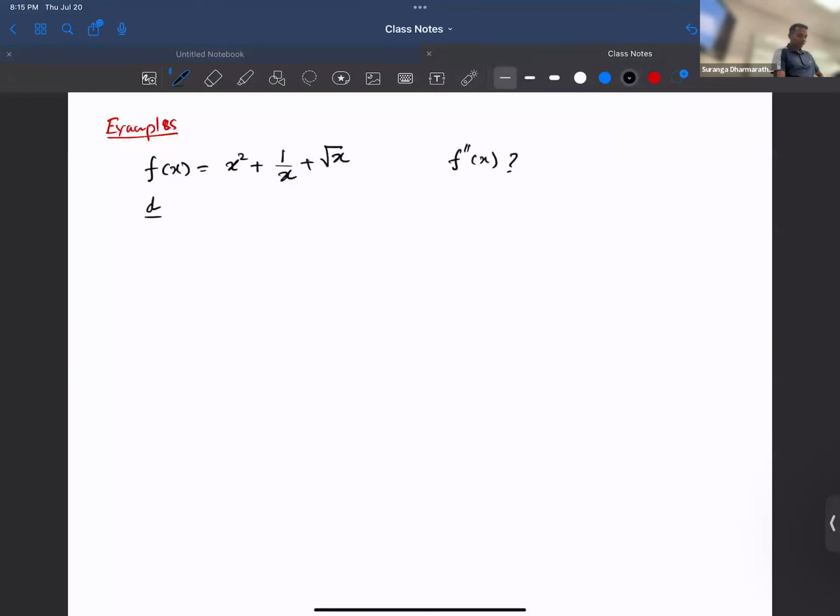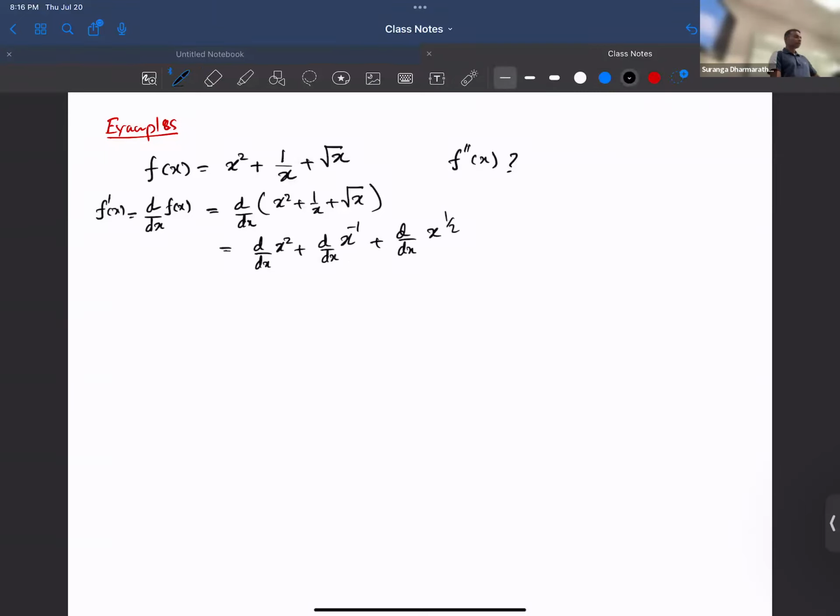So I want to find d over dx of f of x, which is called f prime of x. So you find d over dx of x squared plus 1 over x plus square root of x. So this is d over dx of x squared plus d over dx of 1 over x plus d over dx of x to the power half. Or you can write 1 over x as x to the power negative 1. So we can solve this, right? What is the first term?